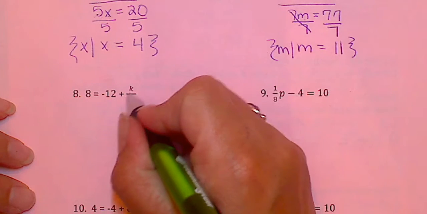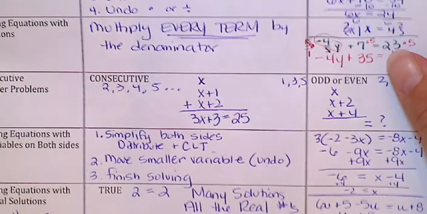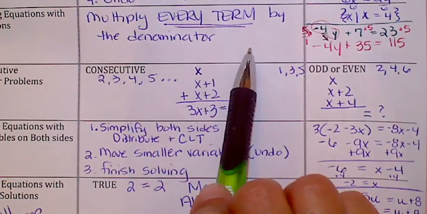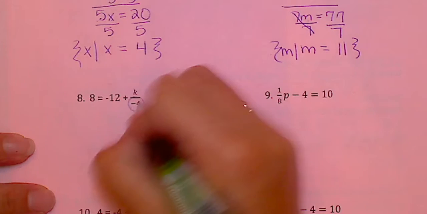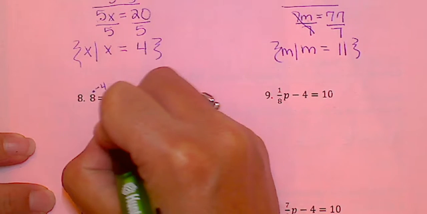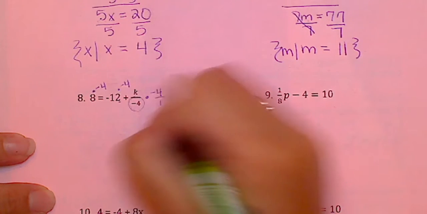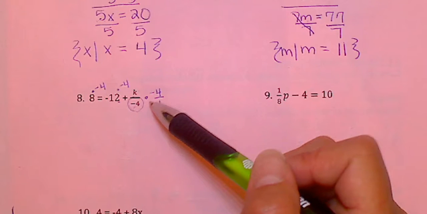So if you see a denominator in a problem, what you can do, as we wrote on our Cornell sheet, would be to multiply every term by the denominator. Okay, so that's what we're focusing on here. And so the denominator is -4. So we're going to multiply the 8 by -4, the -12 times -4, and the k over -4 times -4 over 1. The part that has the fraction in it, I always multiply by a fraction, so I can clearly see what's going on.